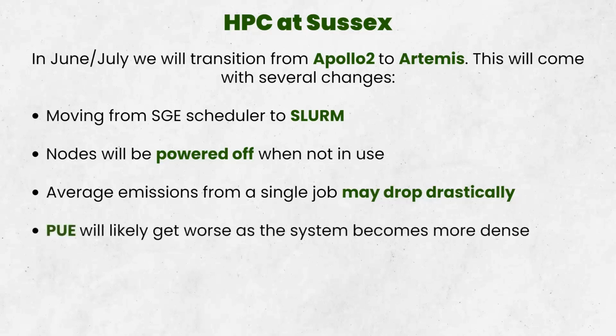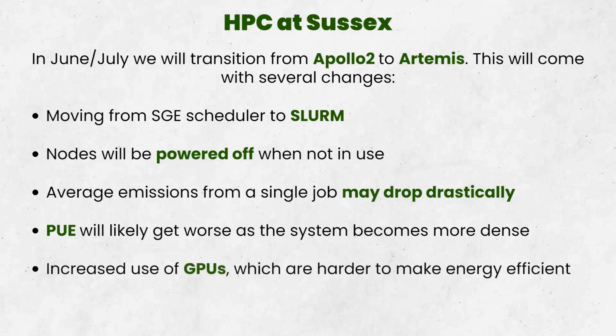That said, power use effectiveness is likely to get worse, right? The system's actually becoming more dense is the way it's been described to me. So we're packing in more computers without necessarily the infrastructure yet to support them. So overall, overheads might end up being worse.